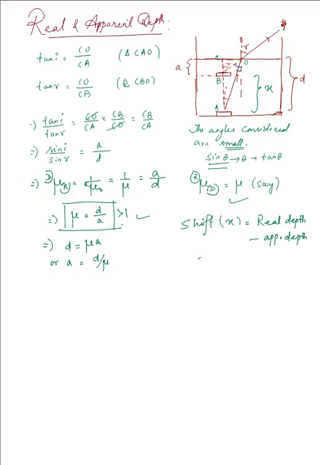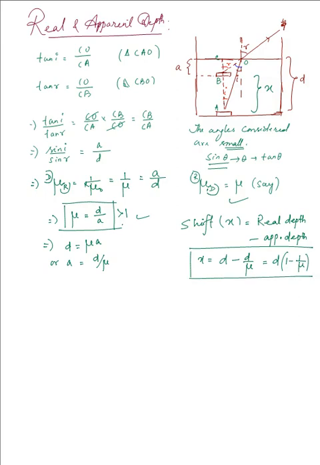So you have the shift to be equal to the real depth. You can put that value, and you can use the apparent depth as d over mu. So you have d as the common value, so 1 minus 1 over mu. This is usually the preferred equation for the shift, because you always know the actual depth rather than the apparent depth.